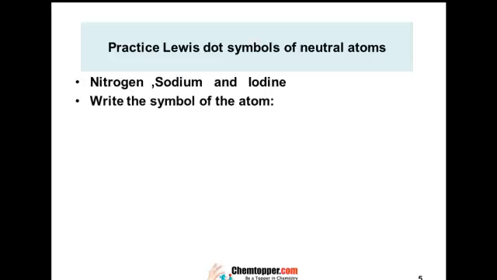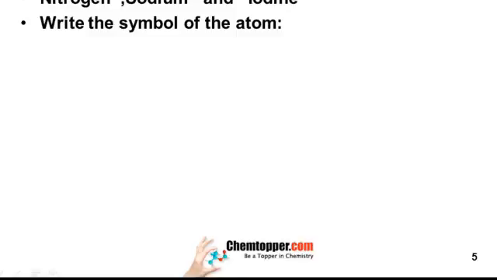First step is to write the symbol of these atoms. If you don't know how to write the symbols, you can take help of the periodic table. Nitrogen symbol is N, sodium is Na, and iodine is I.